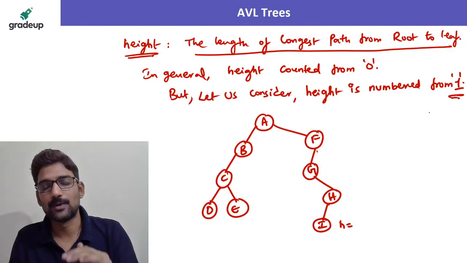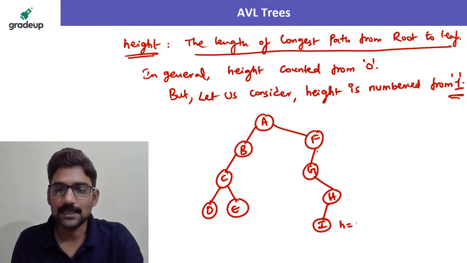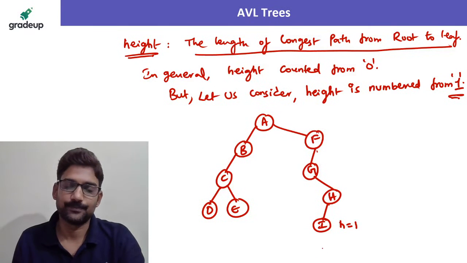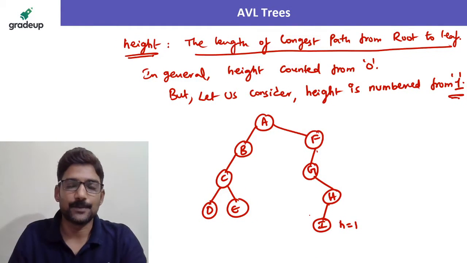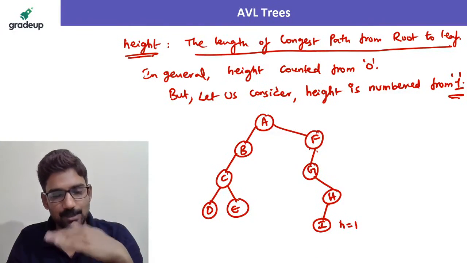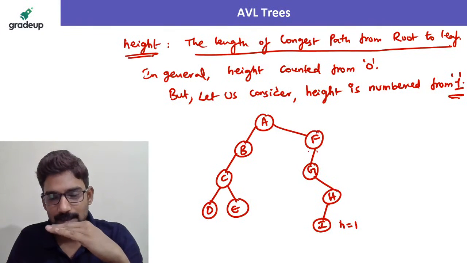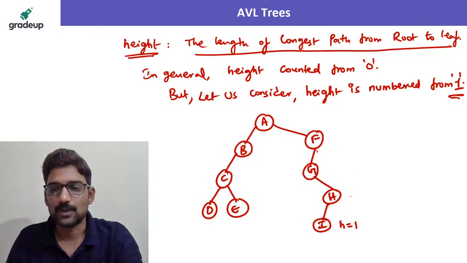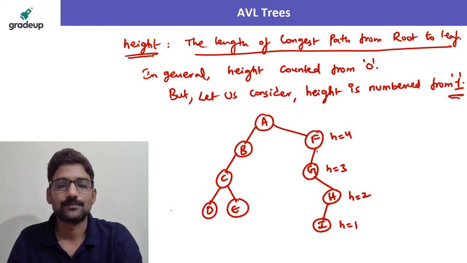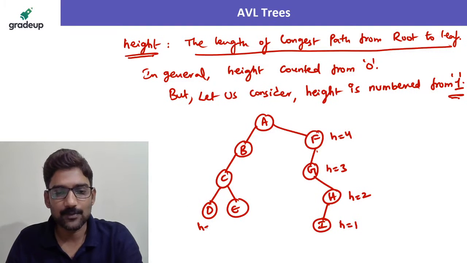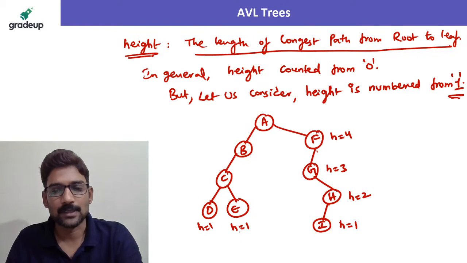Now, we are counting from 1. So, I is at height 1. H, its child, is height plus 1. So, H is at height 2. G is at height 3, F is at height 4. Now D is at height 1, E is at height 1.